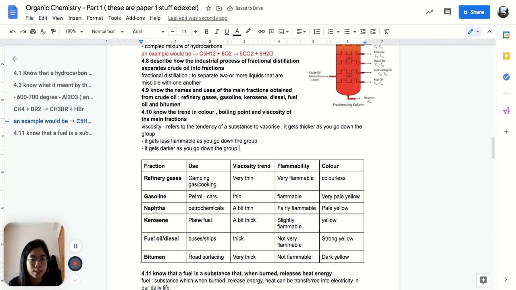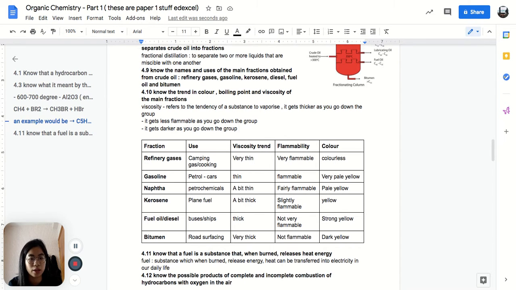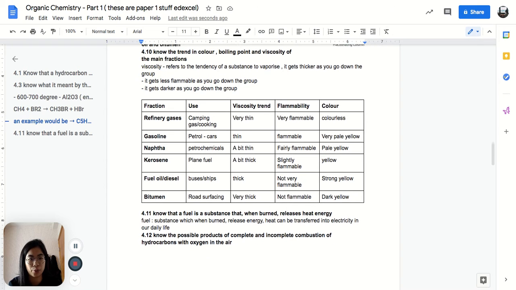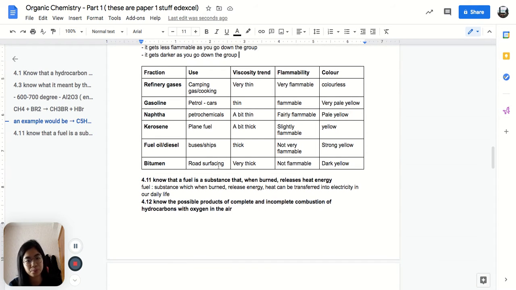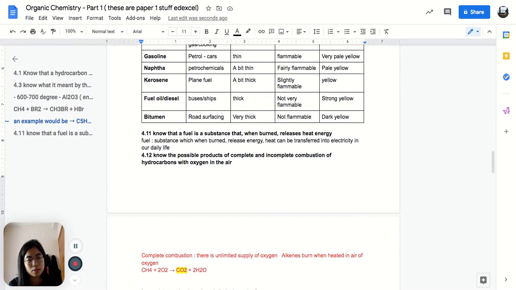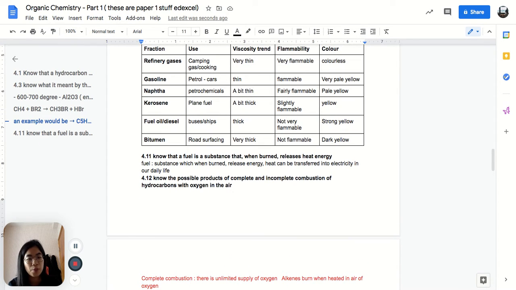They love asking you, what are the uses of, for example, bitumen? So you've got to know. I'm not going to go through it because it's literally in front of you. So let's move on for now.